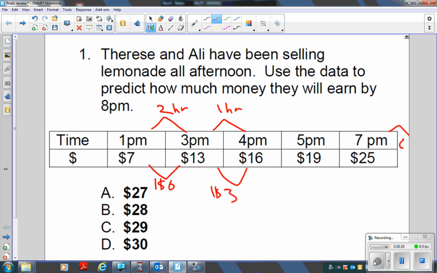So from 7 to 8, that's 1 hour. So we just have to add $3 to it. So that'll be 28.